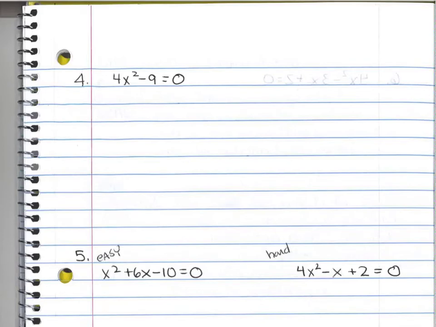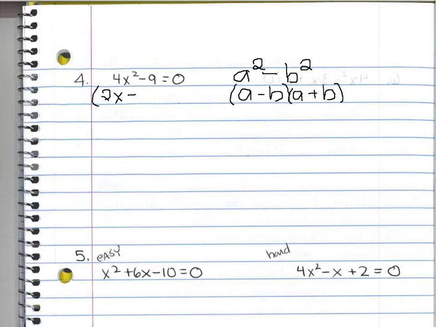Another type of factoring is recognizing differences of perfect squares. In this case, if the first and second term are both perfect squares, they're always going to factor in the form a minus b times a plus b. So for this problem, if I recognize it's a perfect square, I can factor it as 2x minus 3 times 2x plus 3.